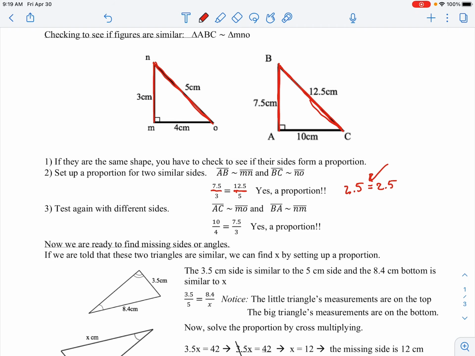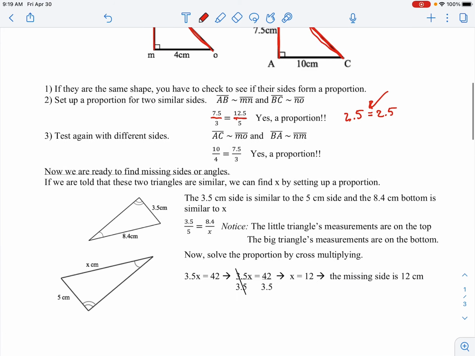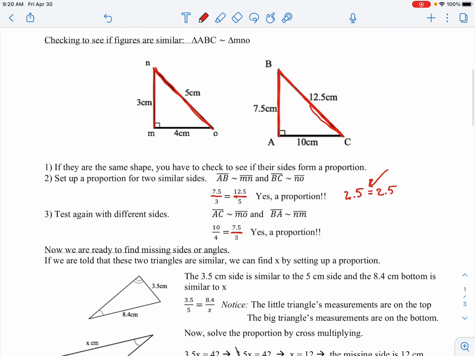So now we're going to test again with two different sets of sides. So once again, they use their 7.5 divided by 3 here. So they did AB once again and NM to form a proportion. And then they used the other side, the one that we haven't used yet. 10 divided by 4 here, setting up that ratio. So 10 divided by 4 is equal to 2.5.